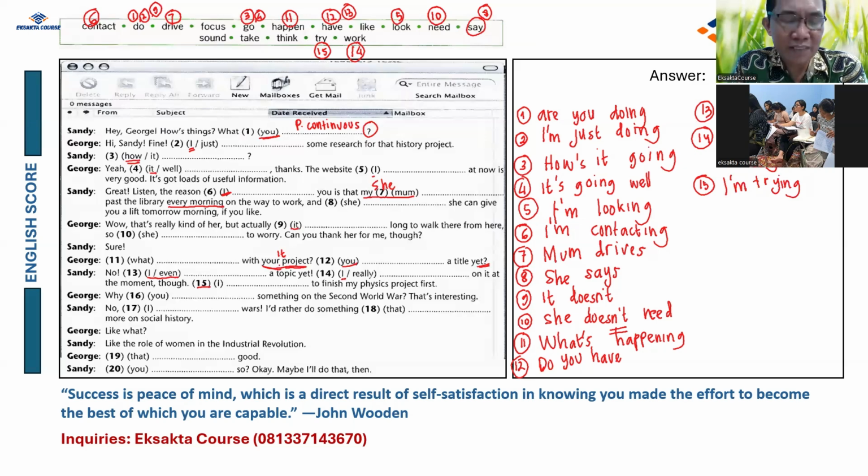Okay, number 16. Here, number 16, simple present. Why you something on Second World War? So here, why don't you do? Okay, it is the question. Why don't you do?